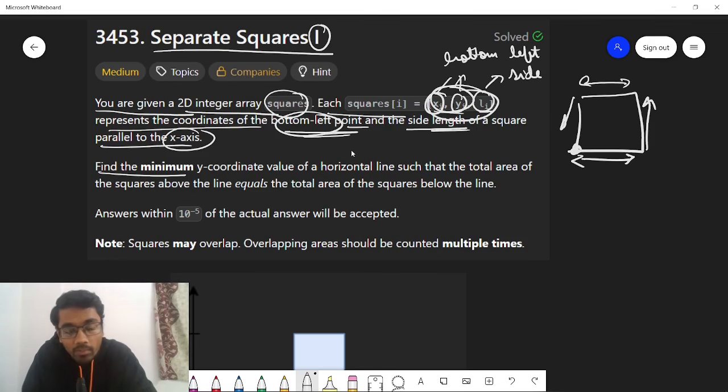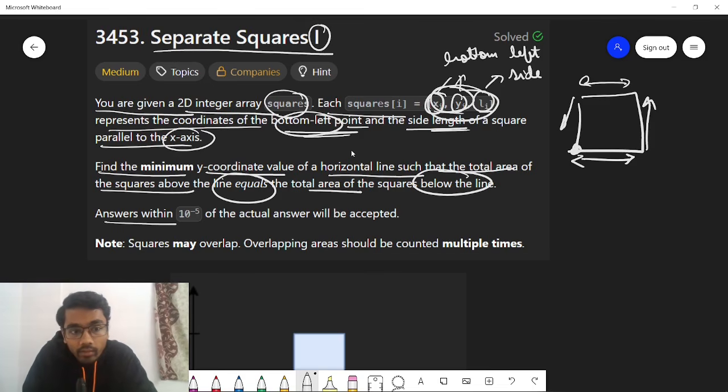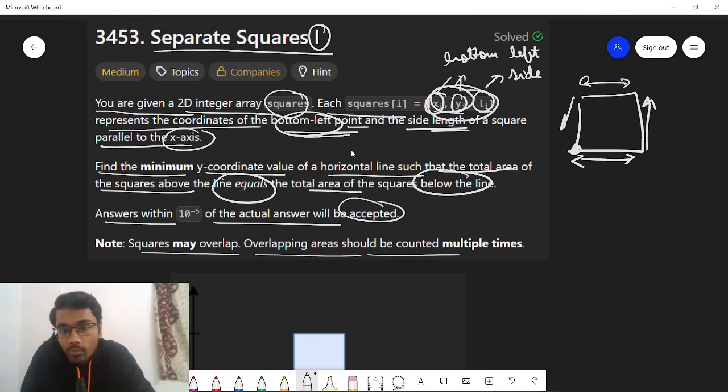Now we need to find the minimum y coordinate value of a horizontal line such that the total area of the squares above the line is equal to the total area of the squares below the line, and an answer within 10 raised to the power minus 5 of the actual answer will be accepted. And then they have given the note that squares may overlap, so overlapping squares should be counted multiple number of times.